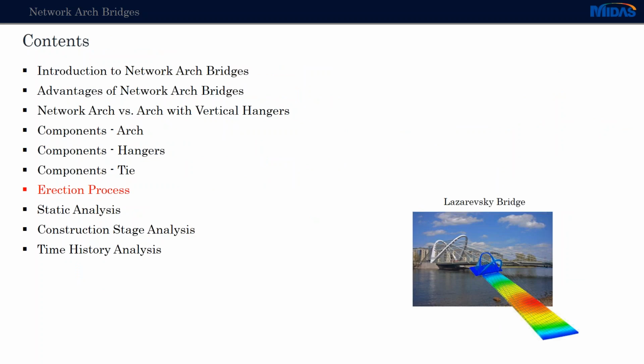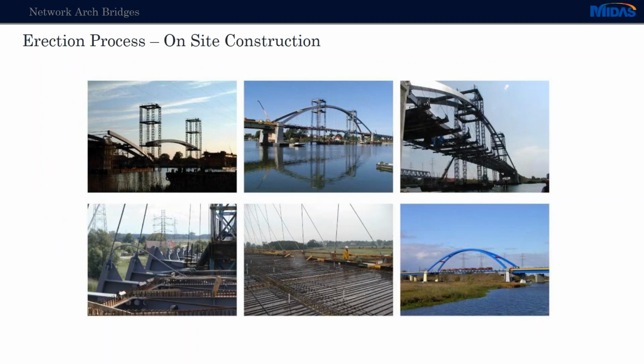Now let's look at the erection process. There are basically two types of construction methods that can be used, two big categories, let's call them. We can build the network arch on site. So just as the one here, we can build scaffolding or temporary supports, and we can build the arch. Or we can build the arch off-site and then place it in.